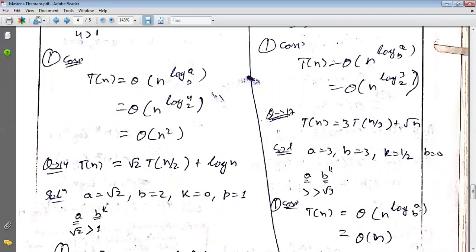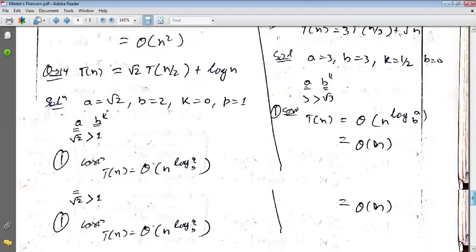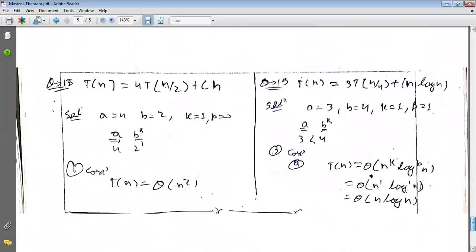Here a is 3 and b is 3. Therefore, log 3 base 3 is 1. Therefore, we got theta of n. Clear? Next, yes, this is the next question that we have.